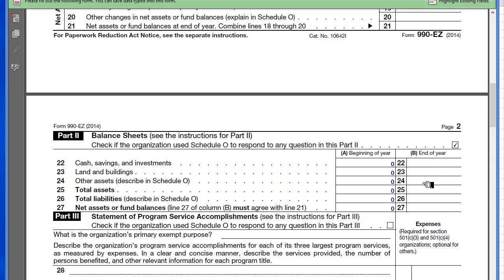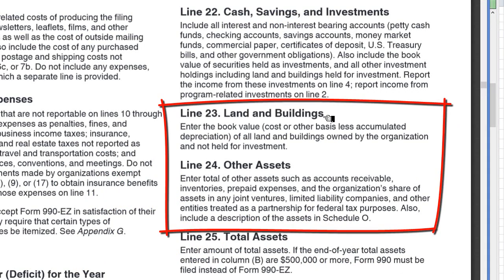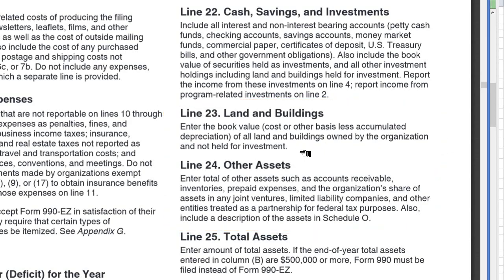However, if we turn to the instructions, you can see that line 23, land and buildings, says enter the book value, cost or other basis less accumulated depreciation of all land and buildings owned by the organization and not held for investment. So most small organizations don't have land and buildings, but they do have computers, they have desks, they have office equipment, they may have a vehicle. So the question is, where does that go? Well, convention would have it that it would go on line 23 with land and buildings, but line 23 confines you only to land and buildings.